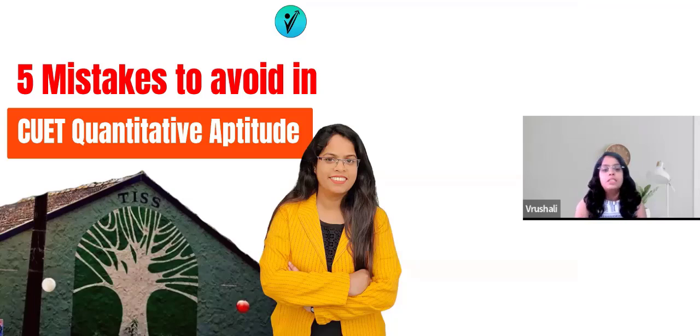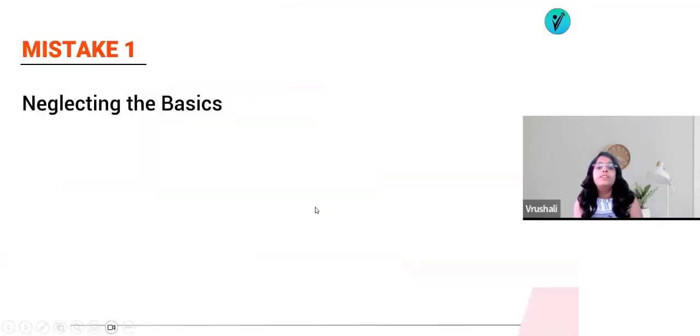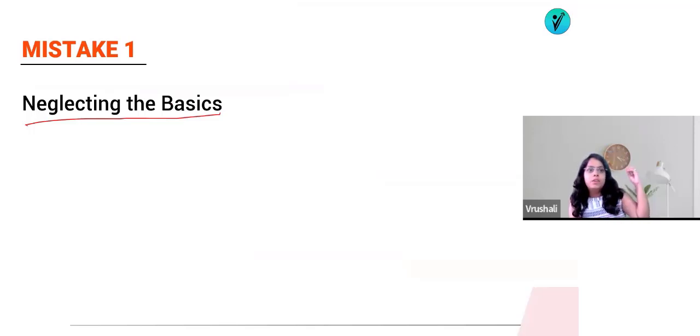Here is your first mistake which you have to avoid. That first mistake is neglecting the basics. What you do while preparing, when we start the preparation, is neglect the basics. If you take any topic, suppose I start with permutation combination, or I directly start with DI, or I directly take time and distance. This won't work. You have to start with the basics.